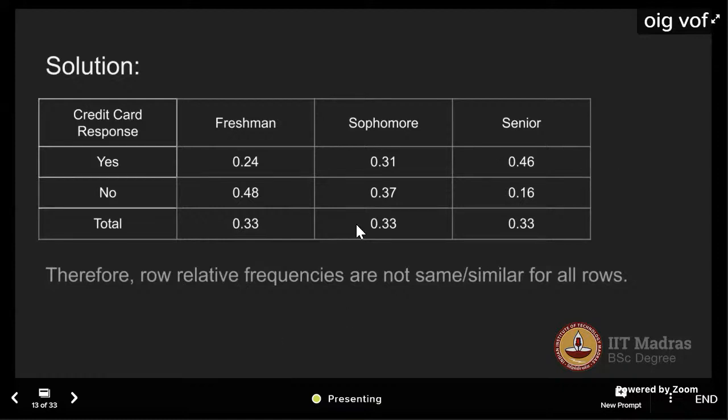So what does this mean, mathematically similar? Is there some range, like 0.1 difference? Here you can see it's 0.24 for yes and freshman. For no also it's 0.23 or 0.25, very close to each other. There is no specific range, but if they are very close to each other, then you can say that yes, they are similar.